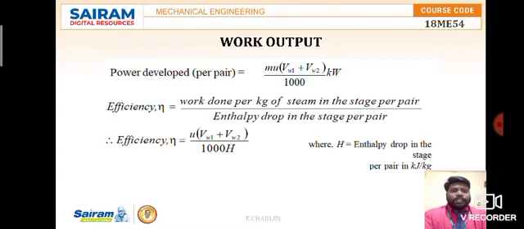And then efficiency. Efficiency is all about output by input. Here the output is the work done per kg of steam in the stage, divided by the input, which is heat energy. The steam will possess some amount of heat, and that is the energy which will be given. Heat is nothing but enthalpy, so the enthalpy input is the enthalpy drop in the stage per pair. So efficiency is equal to u into Vw1 plus Vw2 divided by 1000 into H, where H is the enthalpy drop in the stage per pair in kilojoules per kg. So this is the efficiency.